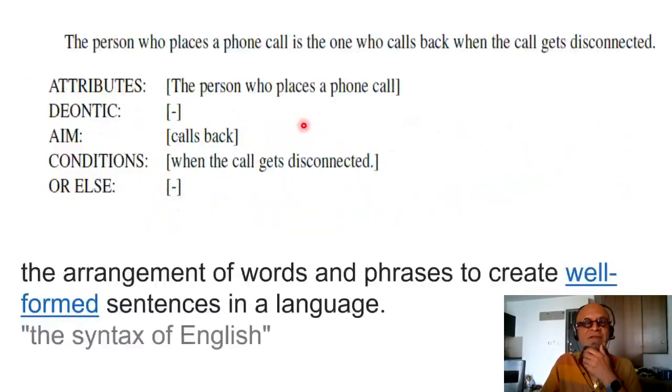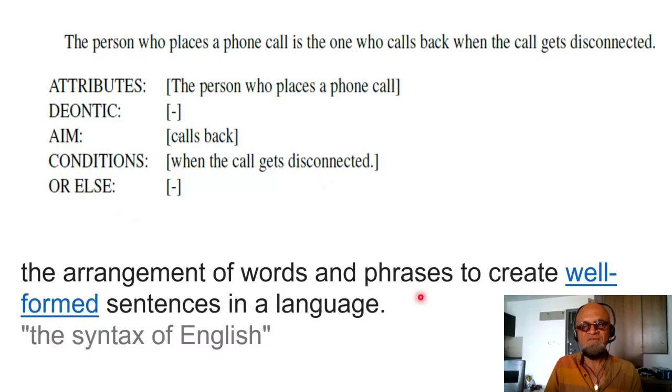Okay, I said finally already, but here we have one more. The person who places a phone call is the one who calls back when the call gets disconnected. The other person doesn't get a free call. This is just a norm, so you follow your syntax as to what is a shared strategy, what is a rule, and what's a norm by going back to what we said before. Here the attributes, the person who places a phone call. Deontic is negative, so you don't know what is must or must not. It just says that you have to call back. Aim is to call back. Conditions applies when the call gets disconnected. There is no or else involved either.